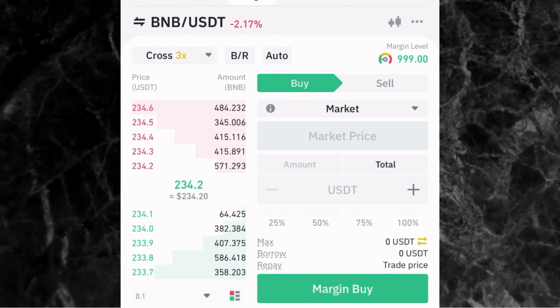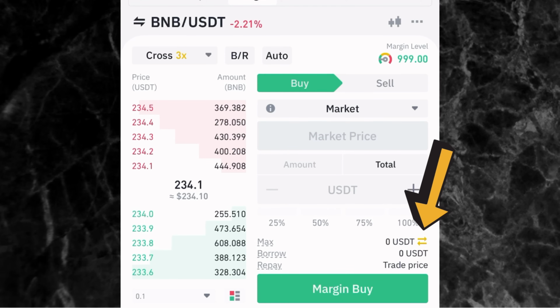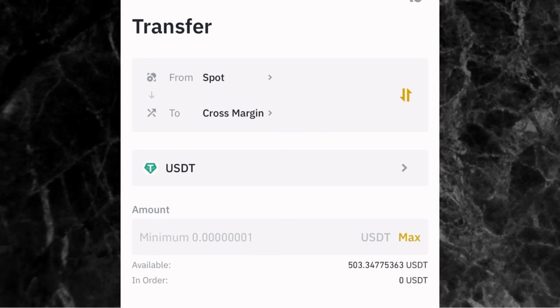Now to the first step, which is to transfer your funds to your margin wallet. You can see where you have max right here, where it says max 0 USDT. That's where you have your margin balance. So you can see I have 0 USDT there. So let's say, for example, you want to transfer your funds right there. Let's say you have funds in your spot wallet or futures wallet. This is how you can transfer it to your margin wallet. Just tap on this double arrow right here, where the arrow is pointing to. Once you tap on it, it will bring up what you have on the screen. And then you can see you are transferring from spot to cross margin.